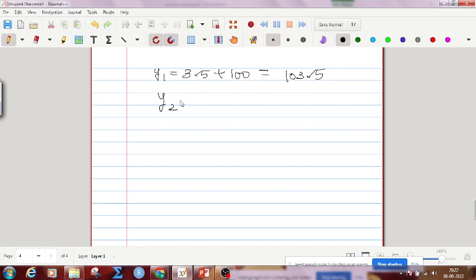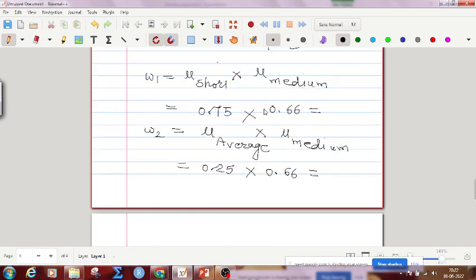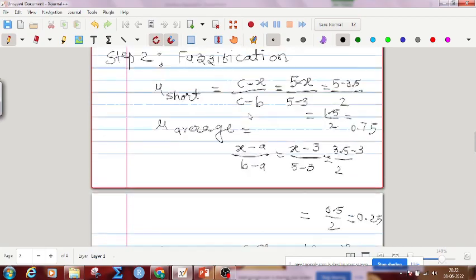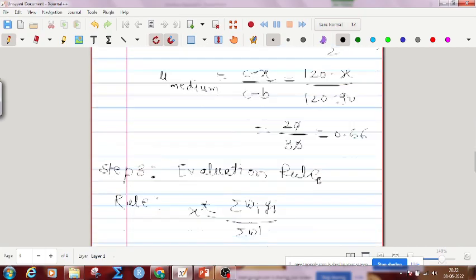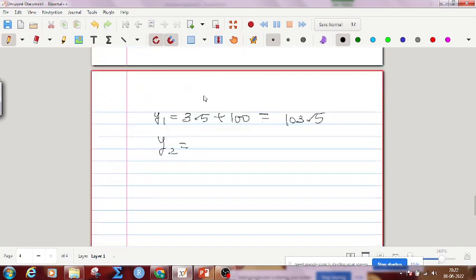Let us calculate y2. Y2 is equal to, again consider the rule, this is the rule we are going to consider. The rule gives me y equal to x1 plus 2x2. This gives me x1 as 3.5 plus 2x2, which is 200. So this is equal to 203.5. So here I get all the values.